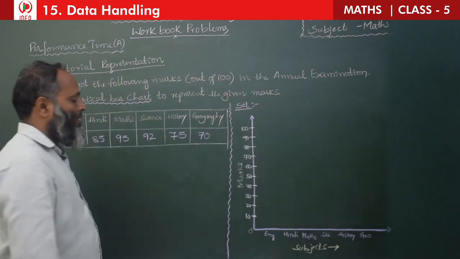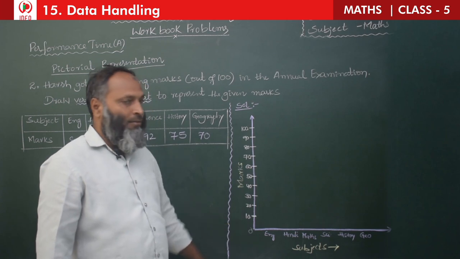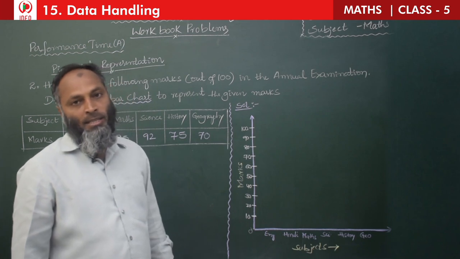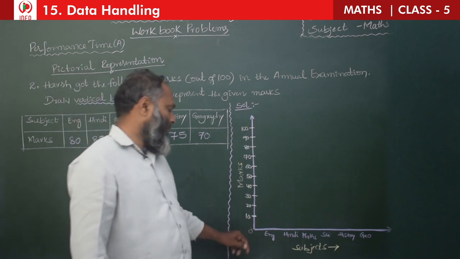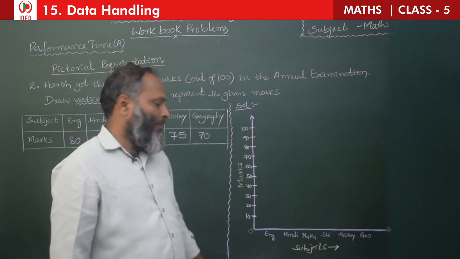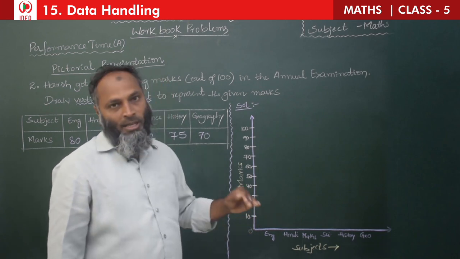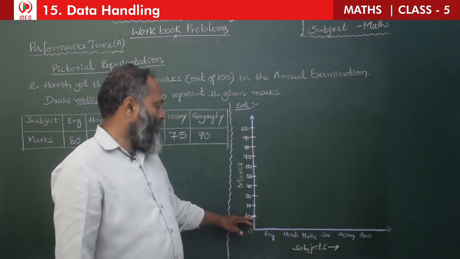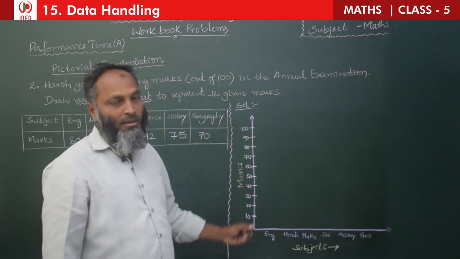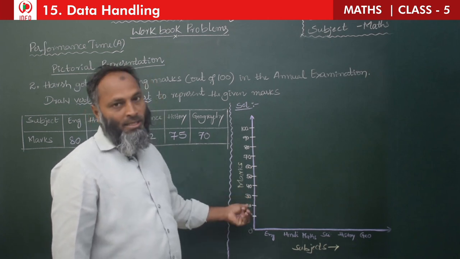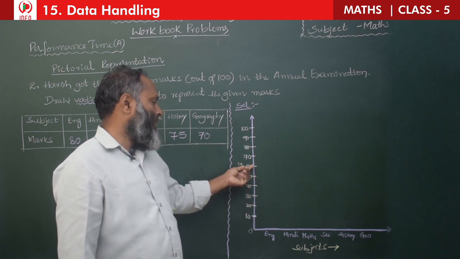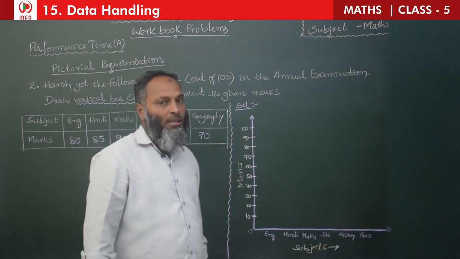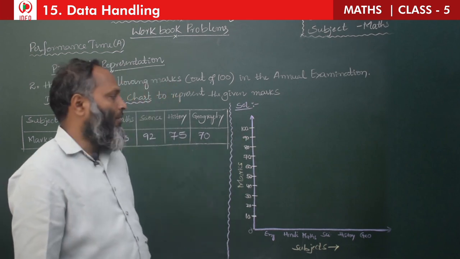Now for marks, every centimeter we should take 10 marks. Where the x axis and y axis intersect, there we should take 0. Then for every centimeter we take 10 marks. The first centimeter is 10, the next centimeter 20, 30, 40, 50, 60, 70, 80, 90, 100. Continue your marks till 100 and write them on the vertical column, okay.